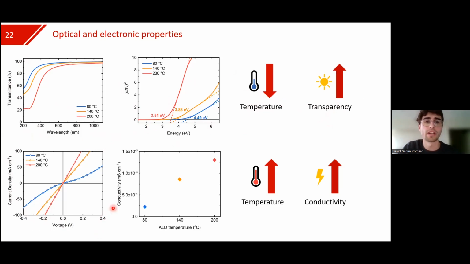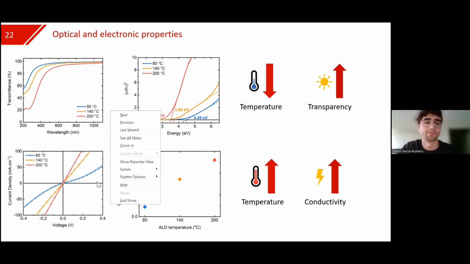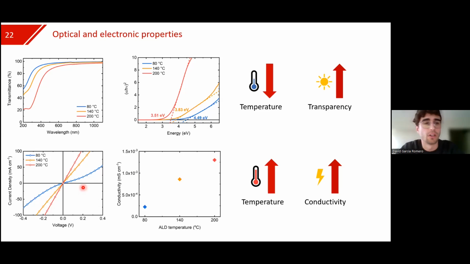And we also characterized the current density, so essentially the conductivity of our layers. And we see that there's also a trend with the temperature. So the higher the temperature, the higher the conductivity. And this also correlates well with what we were saying before, related to the nanocrystallinity or the domain size of our layers.